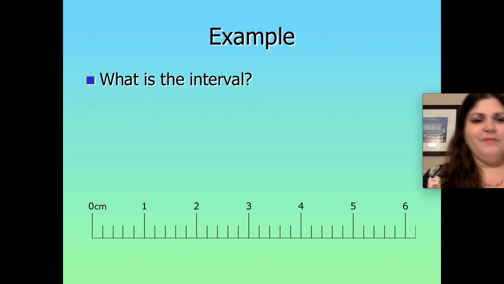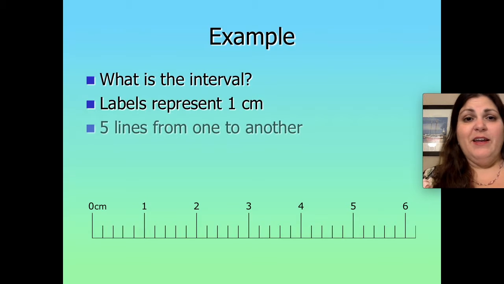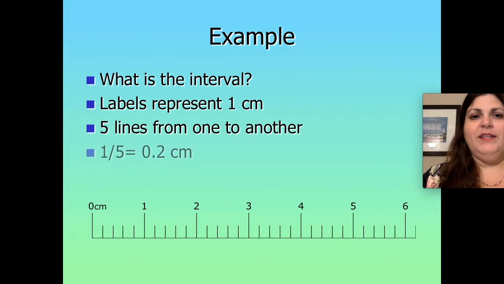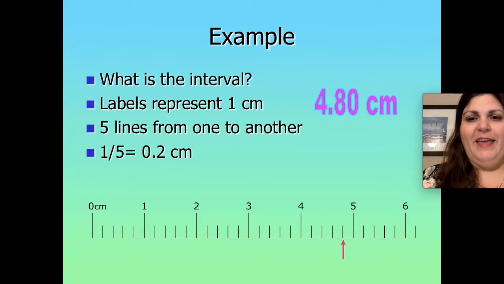How about this one? This one's a little bit trickier because every big line is numbered, 1, 2, 3, 4. So then we need to divide that and get a fraction of a line. So 1 divided by 5 pieces gives us each one is 0.2. So consequently, what is that value? Of course, it's 4.8 centimeters.